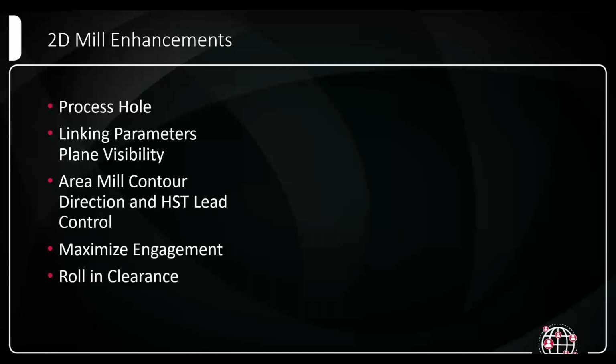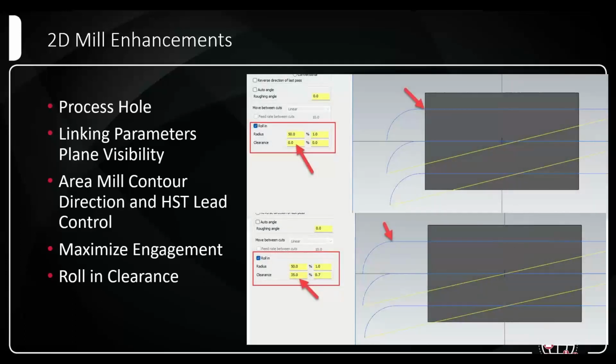Another small one here is called roll-in clearance. One of the things we added years ago was the ability to do an arc entry with facing toolpaths. But now in 2024, we can set a clearance amount, which basically offsets that arc outward, so that it's not engaging the material the moment it starts arcing in. So it gives a little bit of distance between the part and the tool as it starts to arc in there. Again, I'm not a big user of roll-in myself, but for those of you who are using roll-in, this might help with insert life as well.